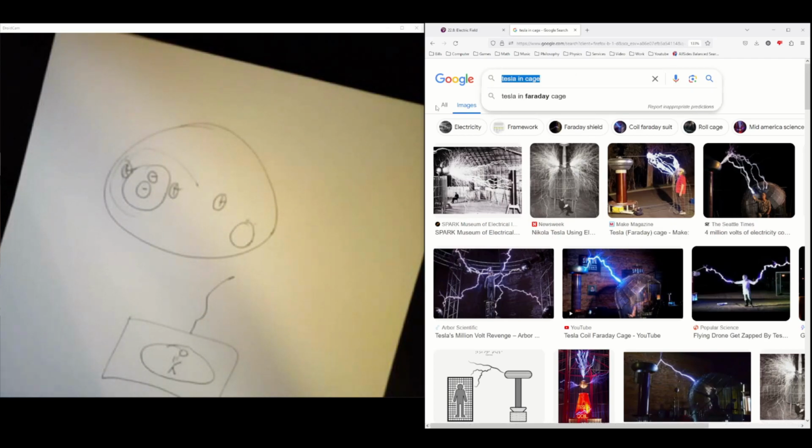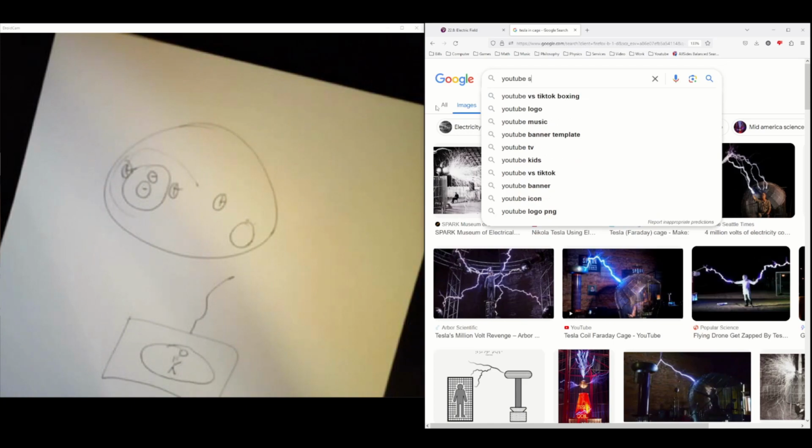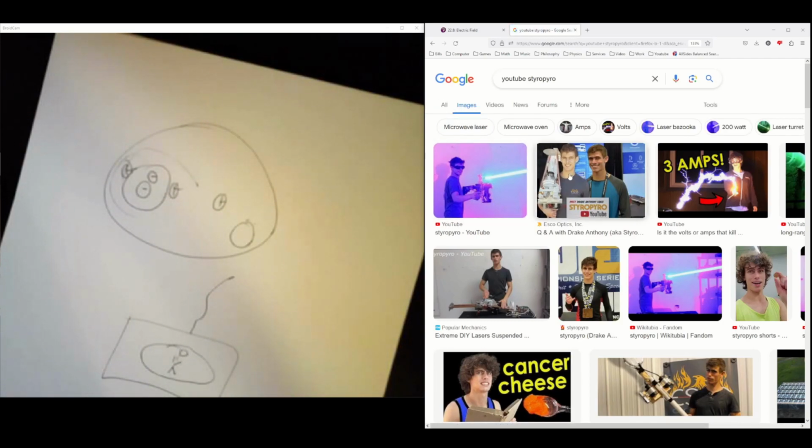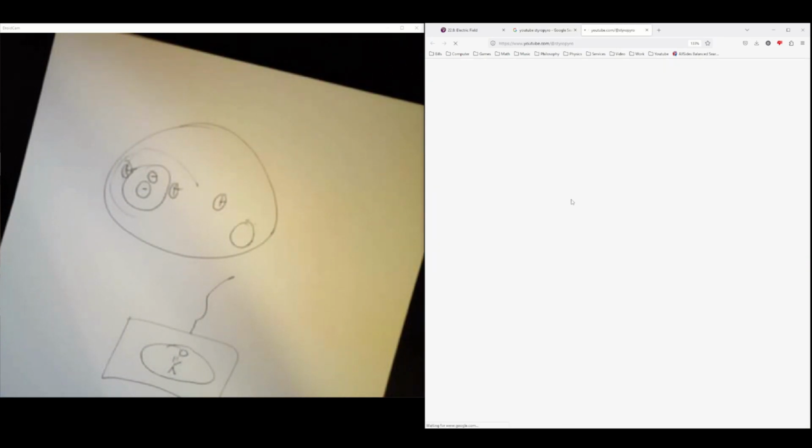I can't remember. Let me see. I think this is this guy, man, this guy's crazy. Now I say crazy because he does stuff with electricity that I myself would not be brave enough to do. But if you want to see some really crazy stuff with electricity, this Styropyro, it's taking a while to load up. But this Styropyro on YouTube is a very knowledgeable guy about electricity, and he does some really crazy stuff with electricity that I don't recommend doing, but it's interesting to watch him do some of these things.